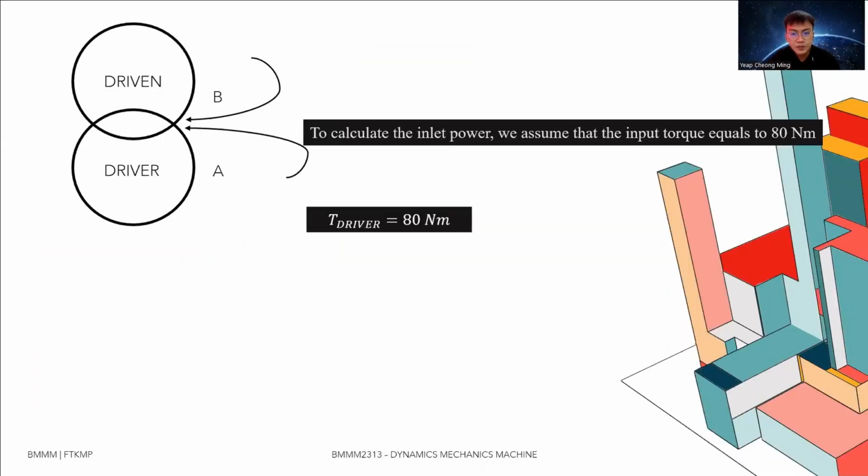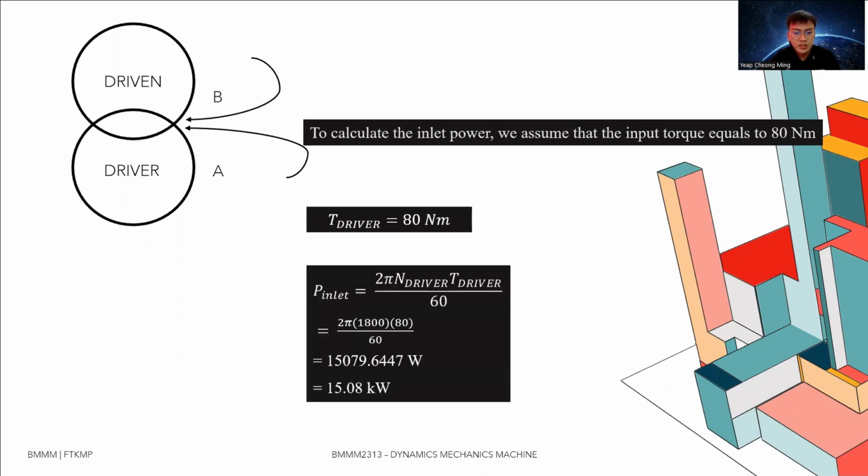Hence, to calculate the inlet power, we assume that the input torque, the torque of the driver, is equal to 80 Nm, and the inlet power can be calculated by using these formulas. The inlet power is equal to 2 pi multiplied by the rotational speed of the driver gears, divided by 60. After that, we get that the inlet power is equal to 16.08 kilowatt.